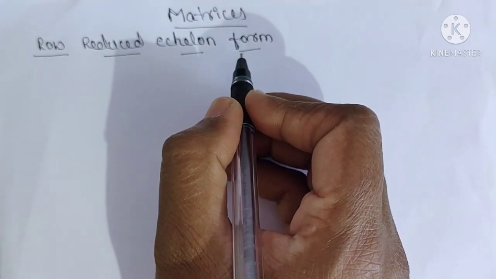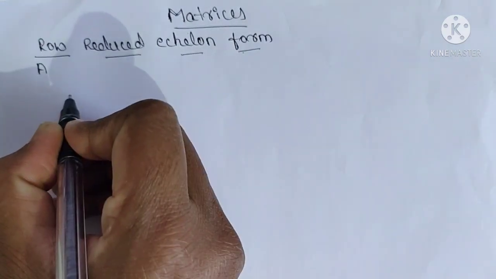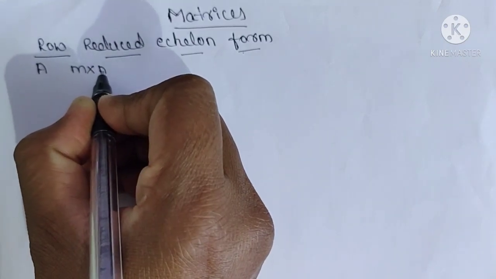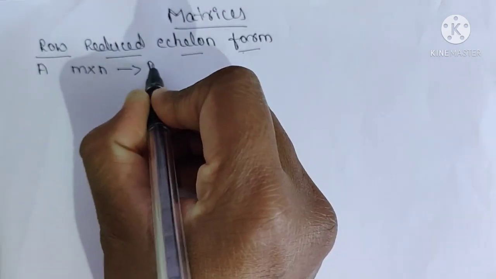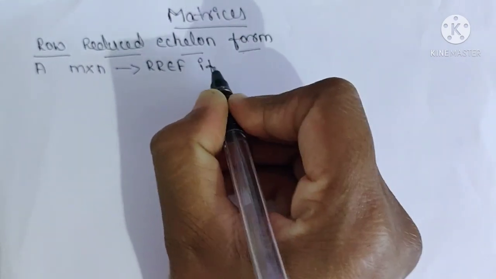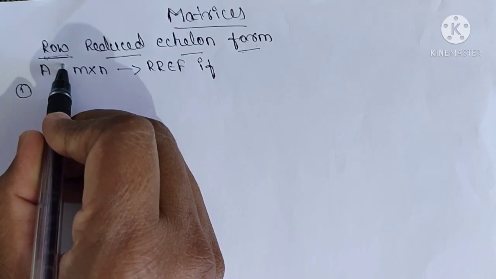Firstly, we'll see the definition of row reduced echelon form. A matrix A of order m cross n is said to be in row reduced echelon form if it satisfies four conditions. Means you have to do only row transformations, don't apply column transformations. In case of normal form we'll apply both row and column transformations, but in case of row reduced echelon form you have to apply only row transformations.